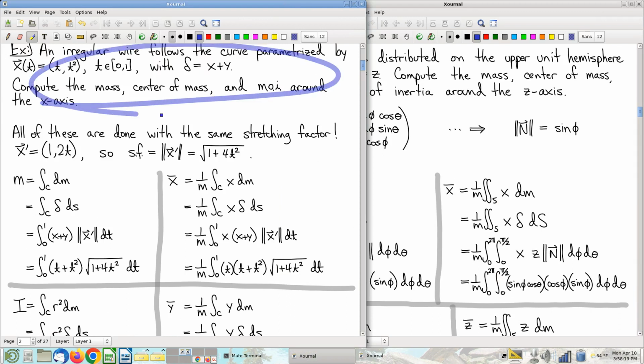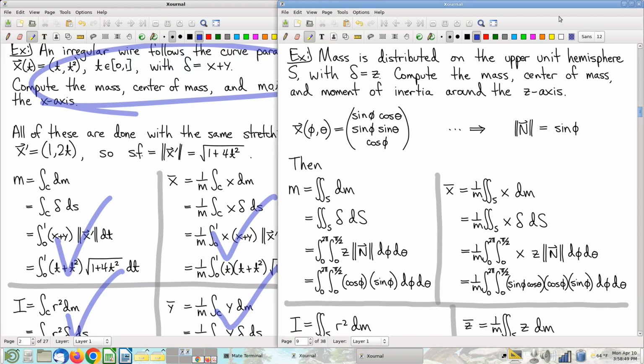I described a situation of mass distributed across a curve and asked, how do you compute the mass, moment of inertia, x and y coordinates of the centroid, etc. And what we found is it's a bunch of different integrals, but they're all on the same curve using the same parameterization with the same stretching factor, mass distributed by the same density, and so they're very, very similar calculations. Well, the same thing is true over here.